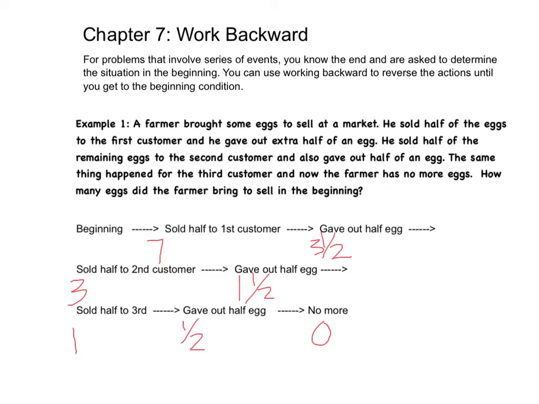That means he sold 1.5. So at that point, he got 1.5 eggs left. And then he gave out 1/2 egg to the second customer. That means he got only 1 egg left. And then he sold half to the third customer, meaning he sold 1/2 of an egg. And he got 1/2 egg left. And then he just gave that out to the third customer. So at the end, he just got nothing left. And we just check the work and it is correct.